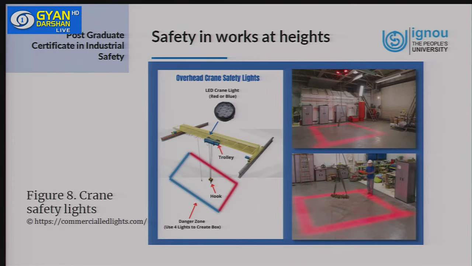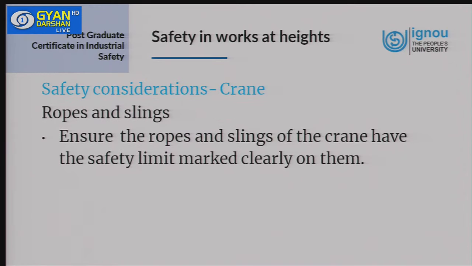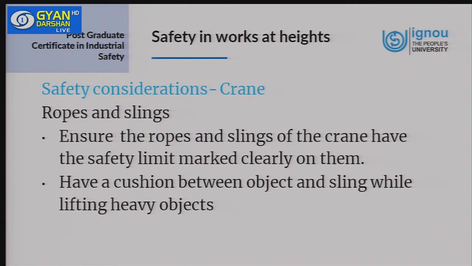The crane safety lights, as you can see in the figure, are square figures which indicate the boom of the crane, or the area that has been cleared, preventing people and objects from being within this particular region demarcated by the crane safety lights. Ensure the ropes and slings of the crane have safety limits marked on them. Have a cushion between the object and the sling, especially while carrying heavy objects, so that there is no friction and subsequent wear and tear or collapse of the crane.